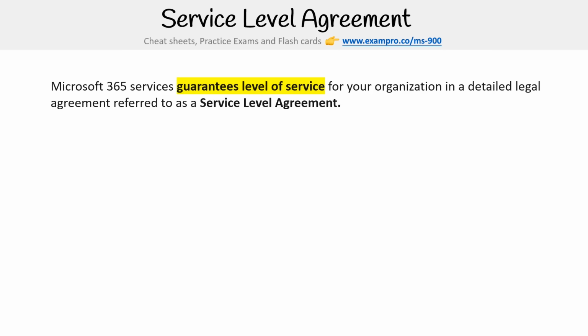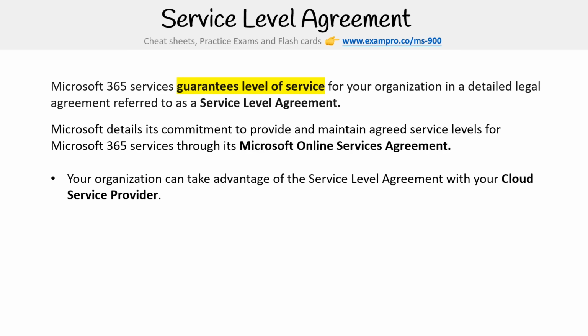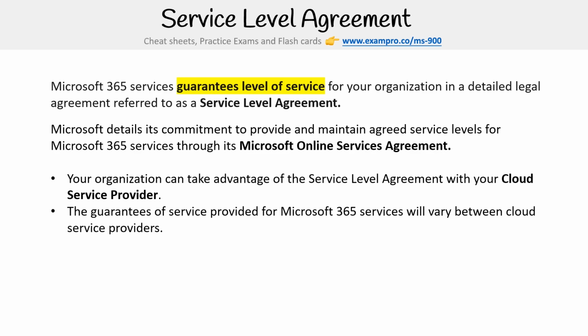We're taking a look at the Service Level Agreement concepts, abbreviated as SLA, in Microsoft 365. So, Microsoft 365 services guarantees a level of service for your organization in a detailed legal agreement referred to as a Service Level Agreement. Microsoft details its commitment to provide and maintain agreed service levels for M365 services through its Microsoft Online Services Agreement. Your organization can also take advantage of the Service Level Agreement with your cloud service provider. Note that the guarantees of service provided for Microsoft 365 services will vary between cloud service providers.